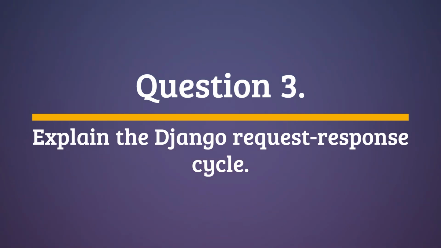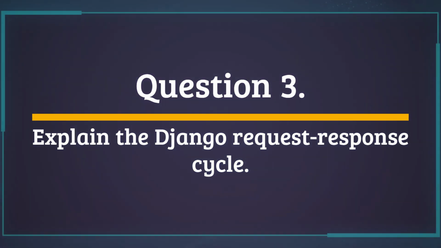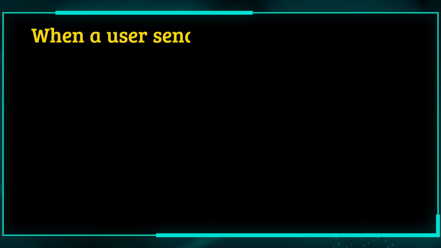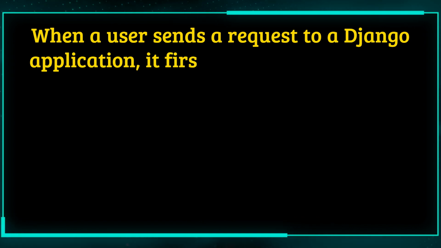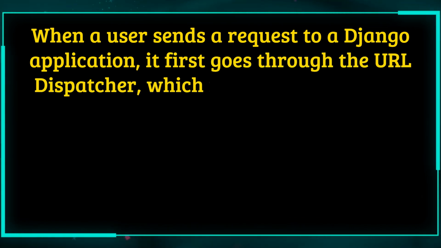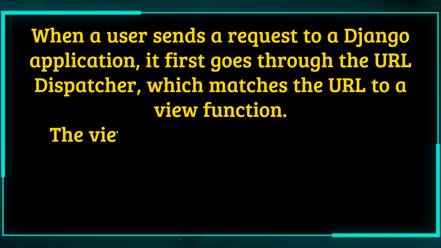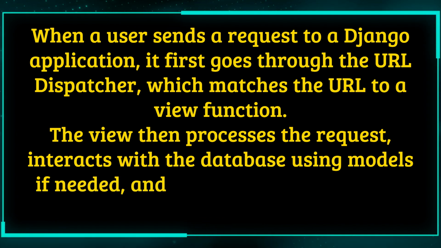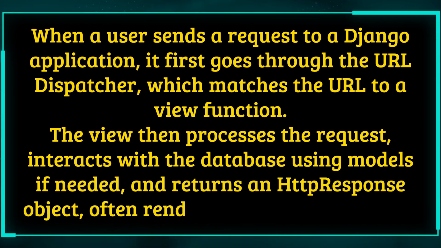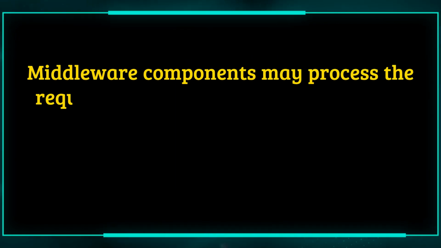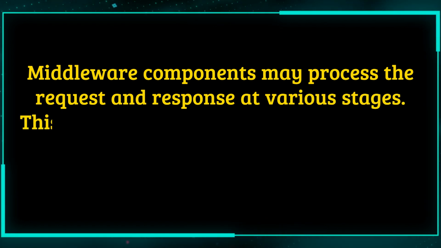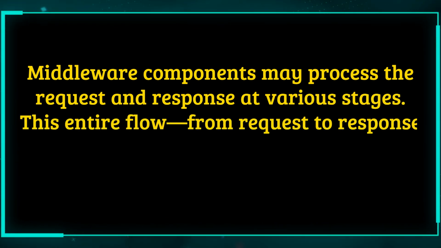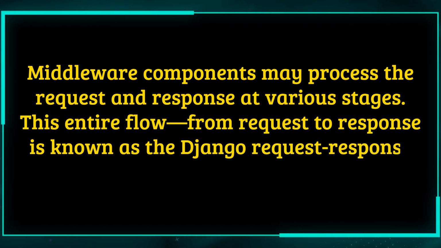Question 3. Explain the Django request-response cycle. Answer. When a user sends a request to a Django application, it first goes through the URL dispatcher, which matches the URL to a view function. The view then processes the request, interacts with the database using models if needed, and returns an HTTP response object, often rendering an HTML template. Middleware components may process the request and response at various stages. This entire flow, from request to response, is known as the Django request-response cycle.